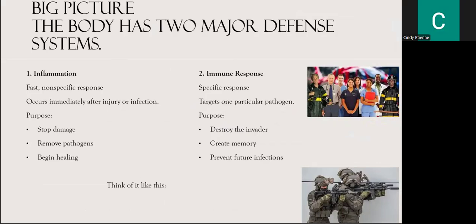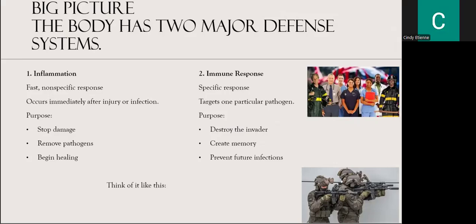Before we dive into details, let's look at the big picture. The body has two major defense systems. The first is inflammation, which acts like the first responders arriving at the emergency. It's fast, non-specific, and begins immediately after an injury or infection to contain the damage. It removes harmful pathogens and it starts the healing process.